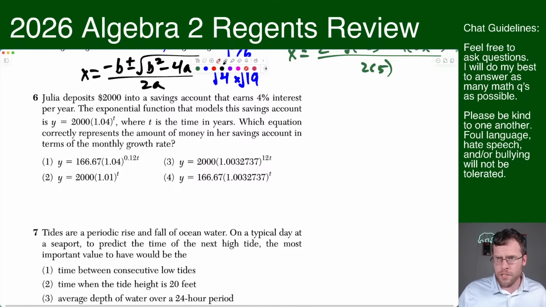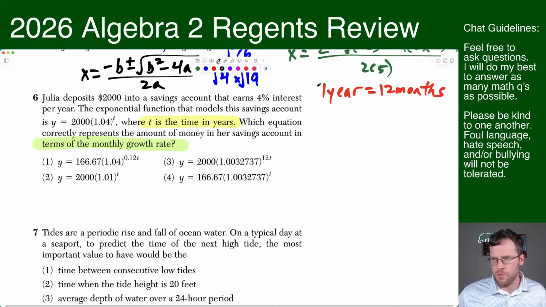And this part is important. t is the time in years. So which equation correctly represents the amount of money in her savings account in terms of the monthly growth rate? Okay, so we have to switch this in terms of the monthly growth rate. So one thing I want to point out is think about 1 year is equal to 12 months. Like hopefully that's not ruining anyone's day.